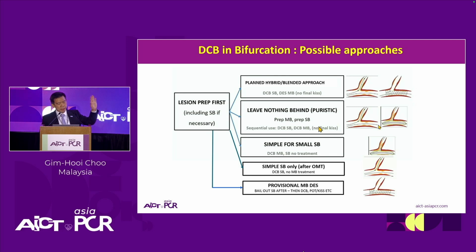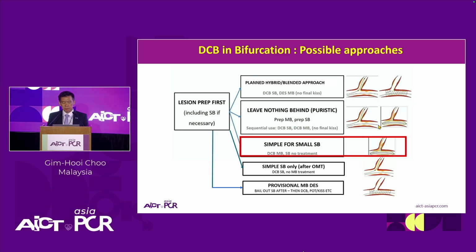There are a few ways you can use DCB in a bifurcation. Here's a blended approach whereby you use a DCB for the side branch and a stent in the main vessel. Or if you're puristic, DCB for both vessels if you have good preparation. Or for a simple one, you can just do a DCB across the main vessel and leave a small side branch alone. Or just treat a small side branch with the DCB. Sometimes you have to bail out the side branch. That could be another situation.